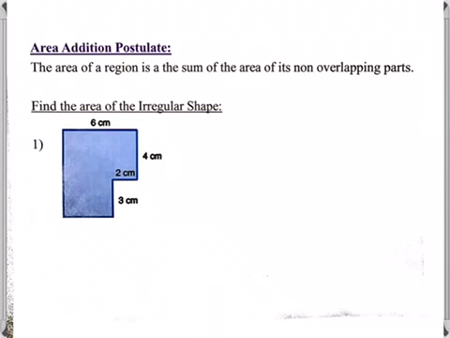So for this first shape here, I'm going to break this apart into 2 separate rectangles. I've got the top one here, and the area for that, let's say this is A1, is just base times height. So that'd be 6 times 4, which is 24 centimeters squared. Then the bottom rectangle, I'm going to call A2.